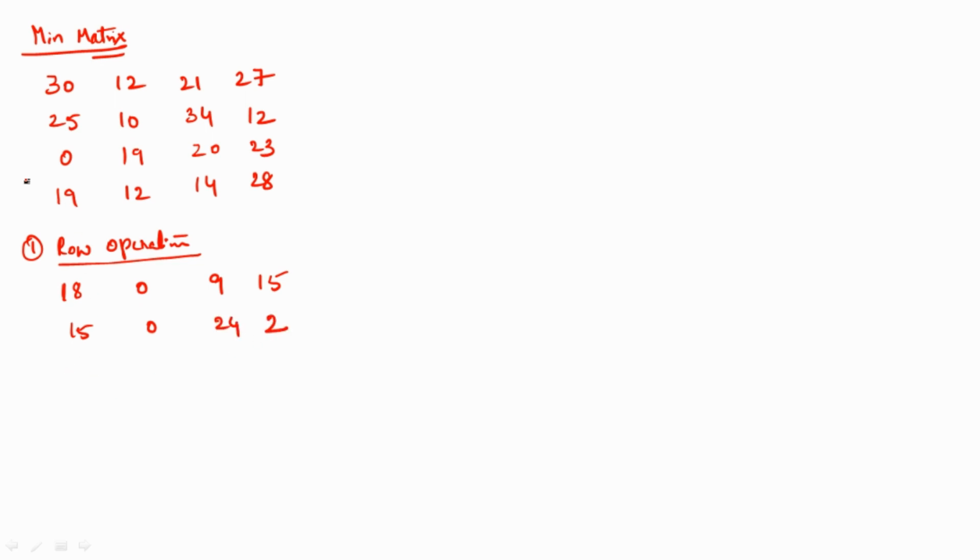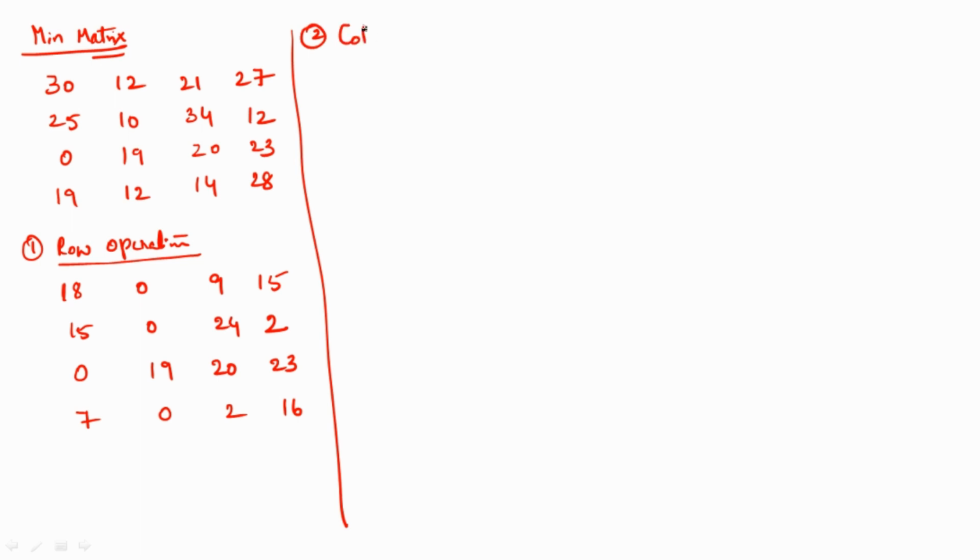And here 0 is the least, correct? In the third row. So it's going to be the same: 0, 19, 20, 23. Coming on to the fourth row, it's going to be 12. So 19 minus 12 is 7. You'll have 12 minus 12, 0, 2, 16. Okay, so with this we are done with what? Row operation. Now let's go for the next step. What is the next step, Nana? Column operation.